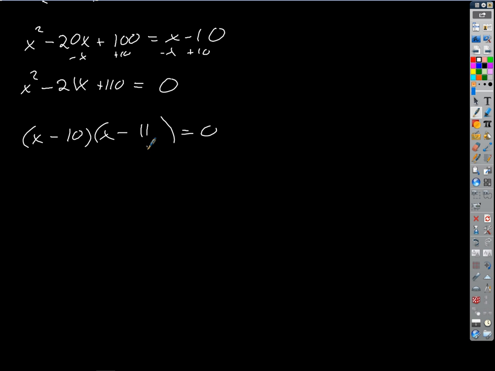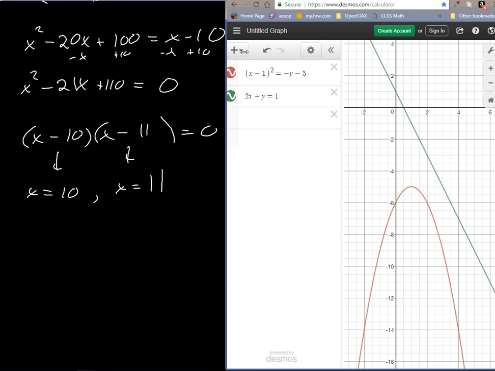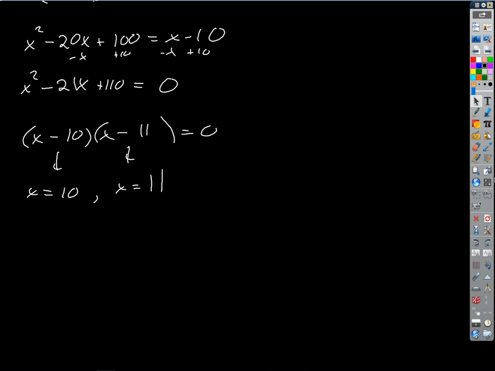Good. So if we find the solutions, then if we set those factors equal to 0, we get what? 10 and 11. Okay, let's look at the graph and just verify this. See that we did our stuff correctly. Okay, there we go. Okay, so we're graphing our original equation.